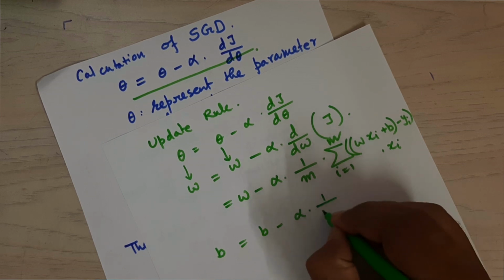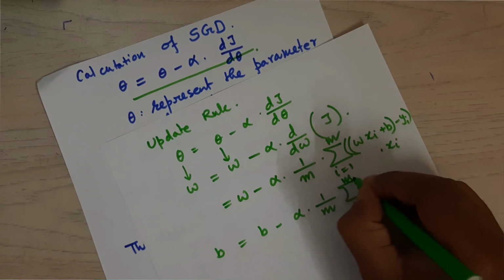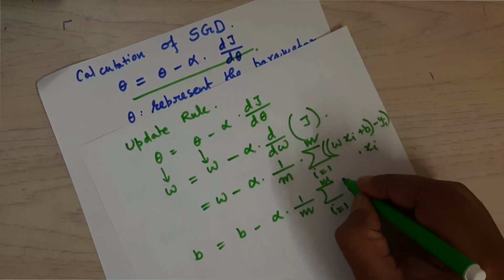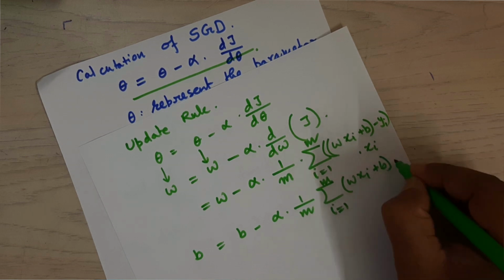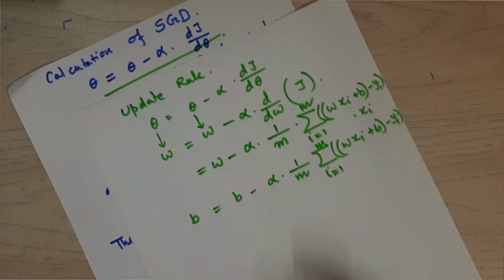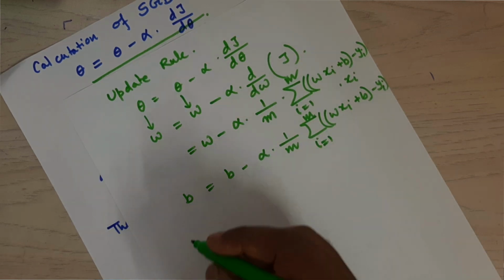So b minus alpha into 1 by m, summation over i equal to 1 to m, m is the mini batch size, w into xi plus b minus yi. So this is the bias value, how it is calculated. Now let's run it with the data.